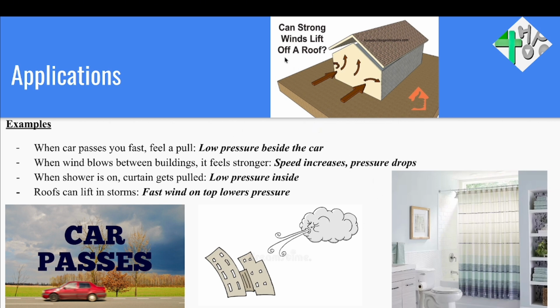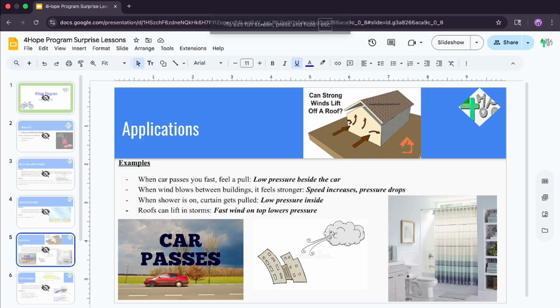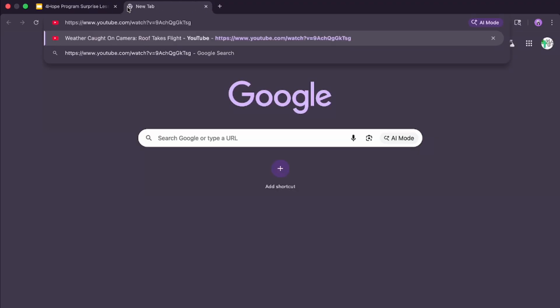This is very common in hurricanes, and I want to show you a very cool example of one of these. But I'm not going to say it's cool that roofs can be blown off, because there's a lot of liability you have to pay for with property and all that damage.